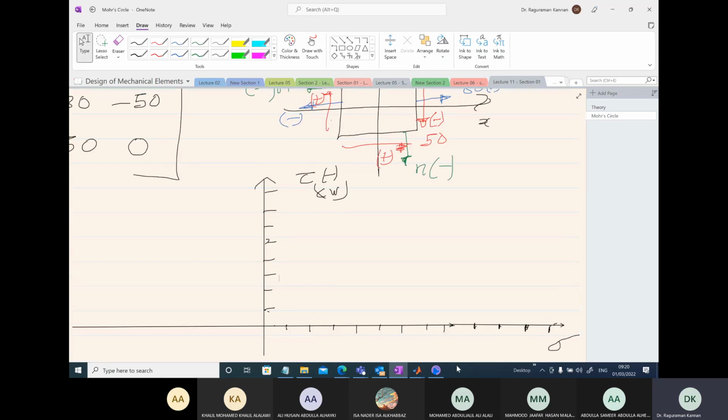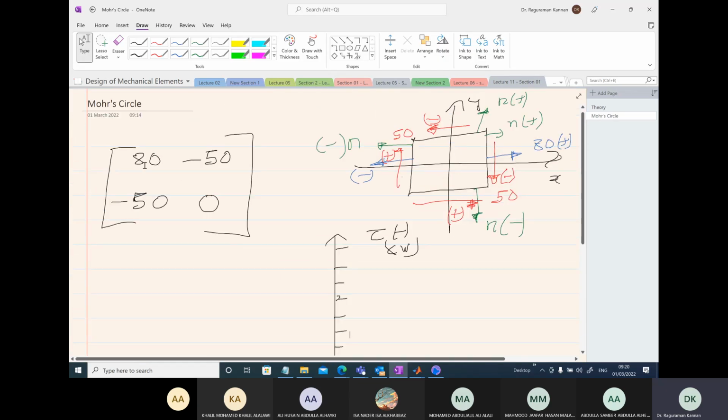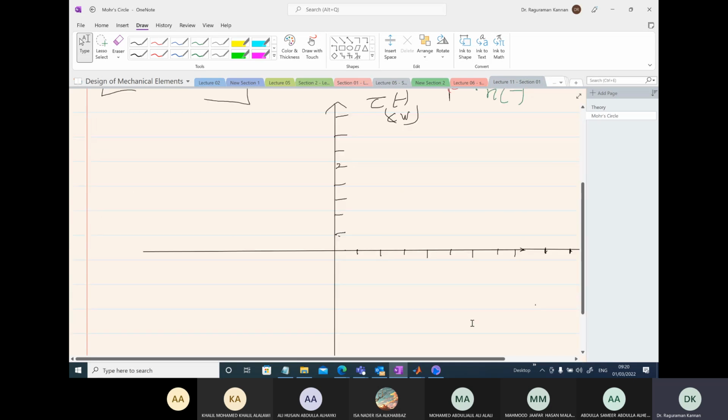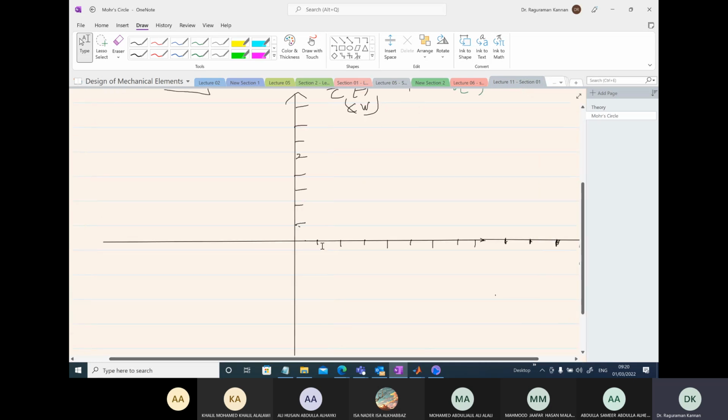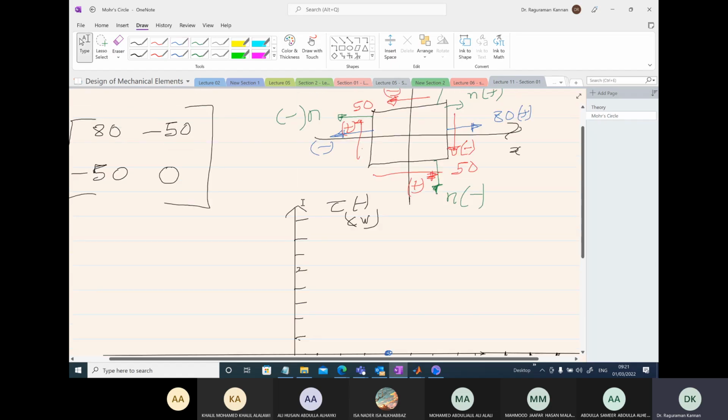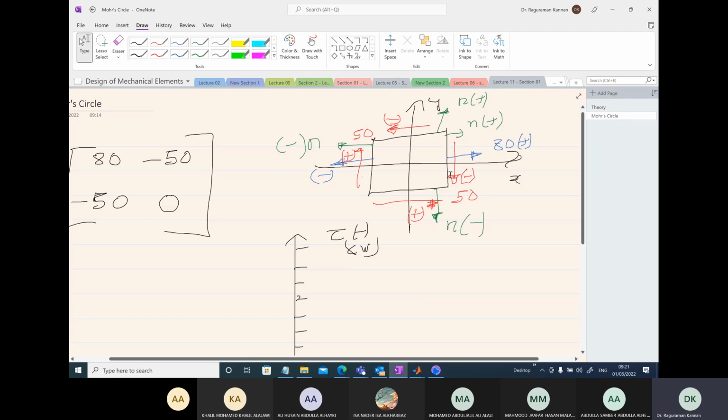Now, first identify the center. Center of the Mohr circle is given by 80 plus 0 over 2, sigma average, which is 40. 10, 20, 30, 40. So we have the center of the Mohr circle right here. Center coordinates 40, 0. Next we want to find the point A on the surface perpendicular to the x-axis. So on this surface we have 80 and minus 50.